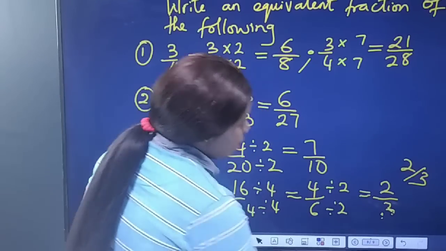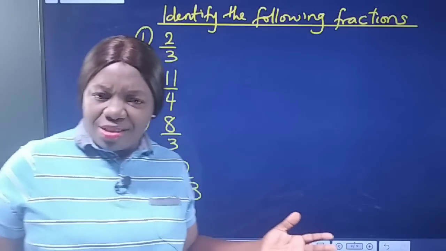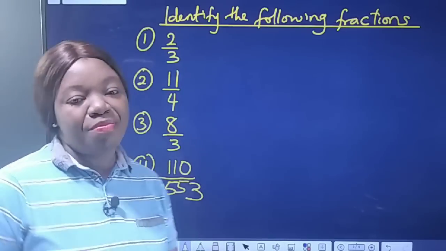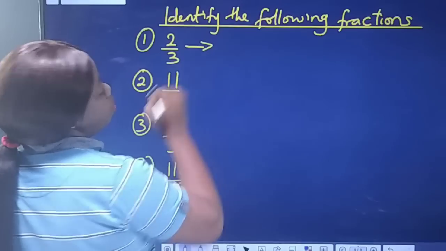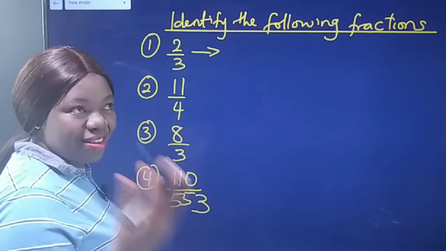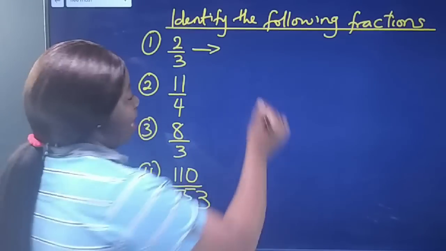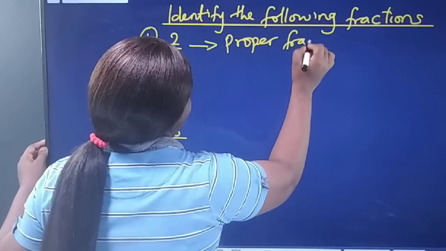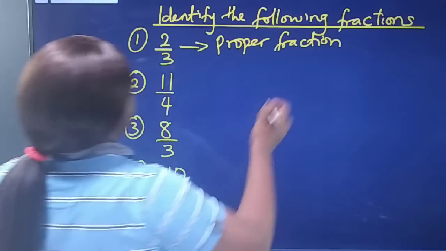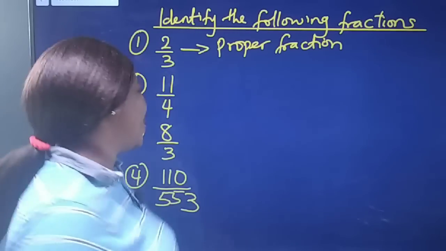Now let's move on to the next one. Identify the following fractions, which means we are to name these fractions. What kind of fraction is 2 over 3? Think about it. 2 over 3 is a proper fraction. Proper fraction. You know why? Because the numerator is less than the denominator.